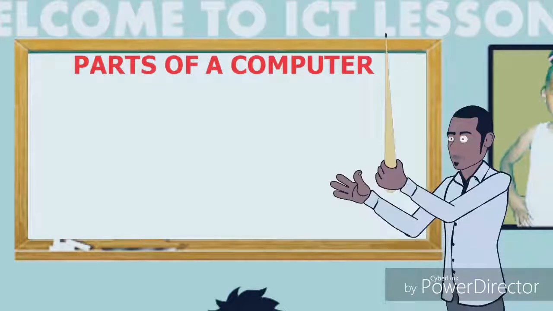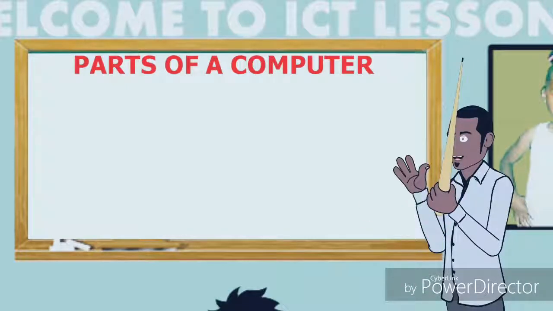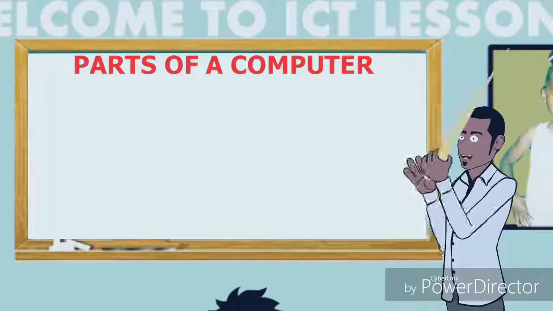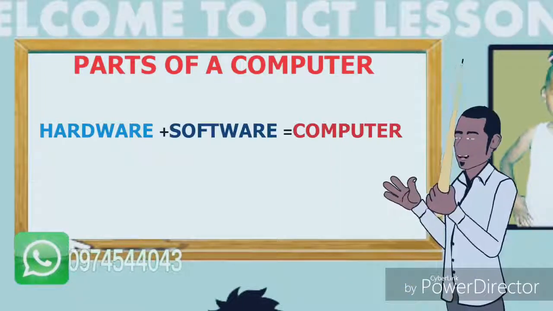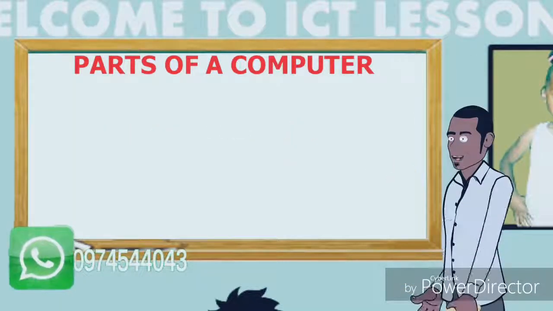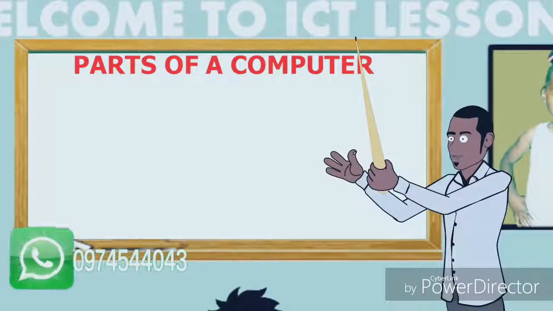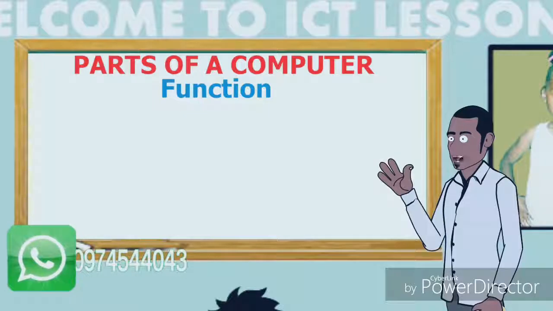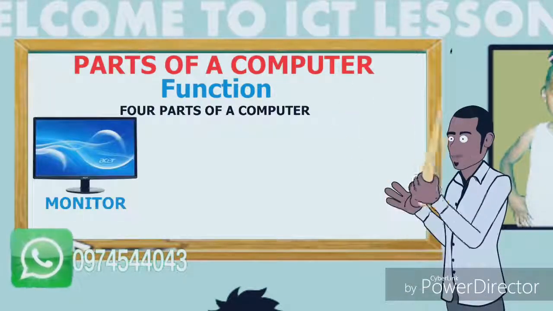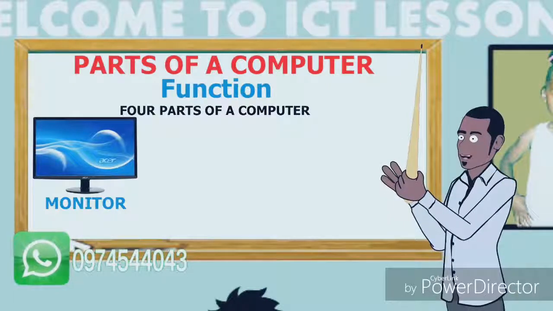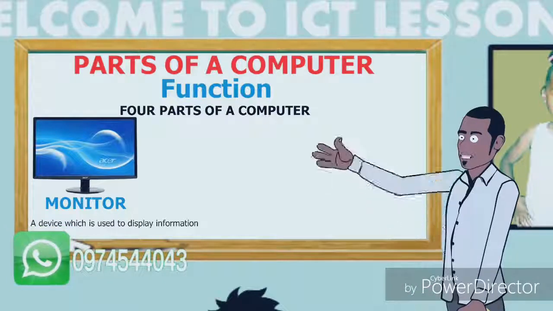If you can recall, in the first lesson of this series, we discussed that there are two elements that make up a computer, which are hardware and software. Now, in this lesson, we are going to look at parts of the computer and their functions. Mainly, there are four parts of a computer. The first is the monitor. What exactly is a monitor? A monitor is a device which is used to display information.